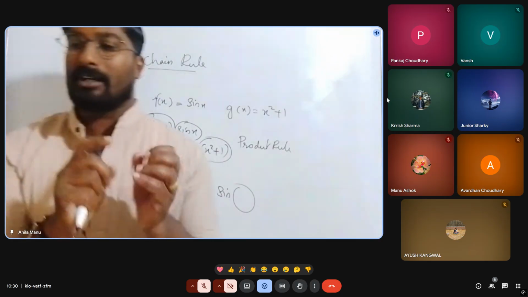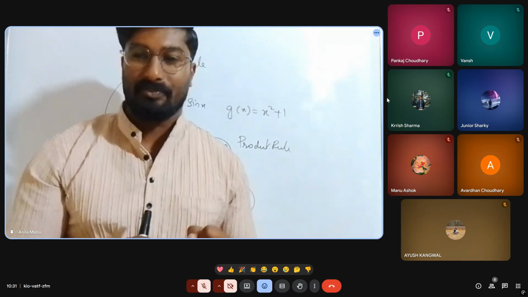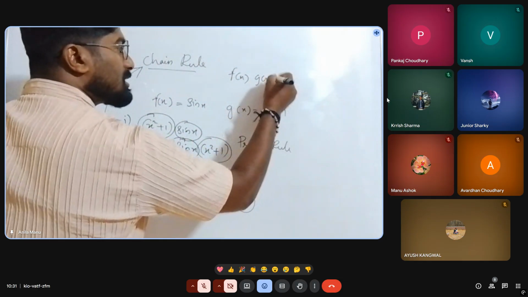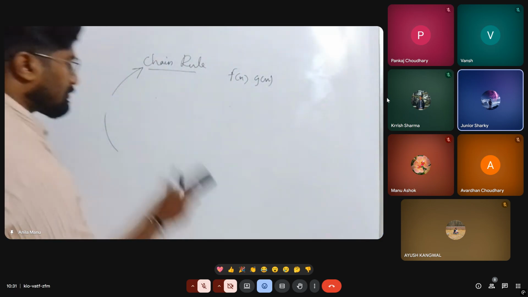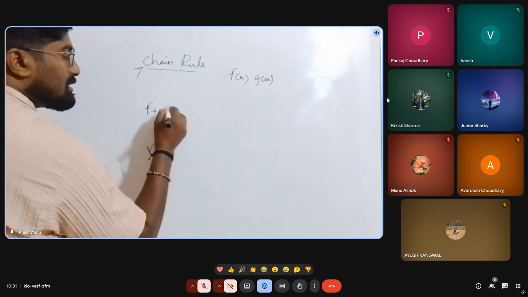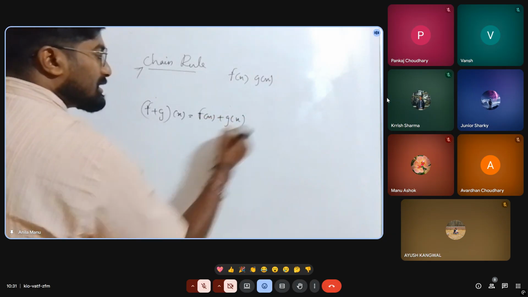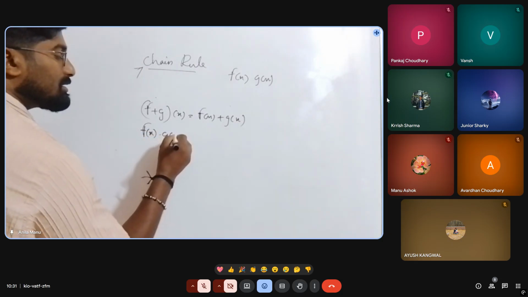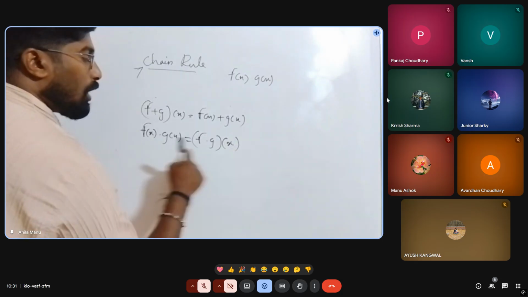Both are products of two functions. In the first chapter you have studied relations and functions, algebra of functions. What are the algebra of functions? f of x and g of x are two functions. Then you can write f plus g of x as f of x plus g of x. Clear, right? Okay, then you have studied f into g of x, that is equal to f of x dot g of x. This is point-wise multiplication.